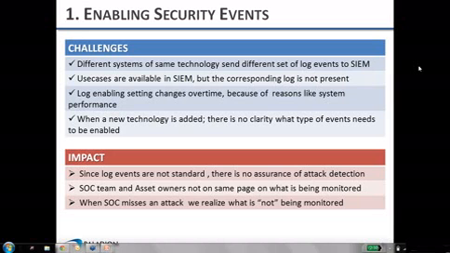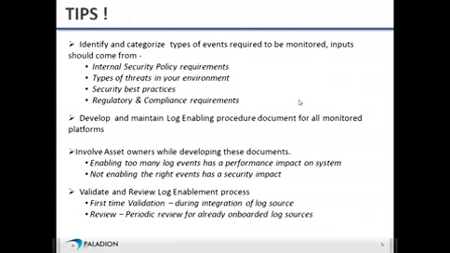So let us look at the tips for this topic. The first tip is identify and categorize types of events required to be monitored. For this, you can take input from your internal security policy requirements. So certain things which your policy says have to be monitored or controlled, you can try and get those integrated for monitoring. Types of threats in the environment.